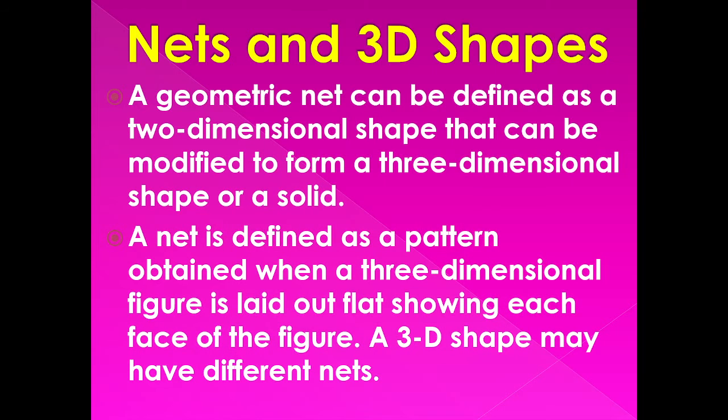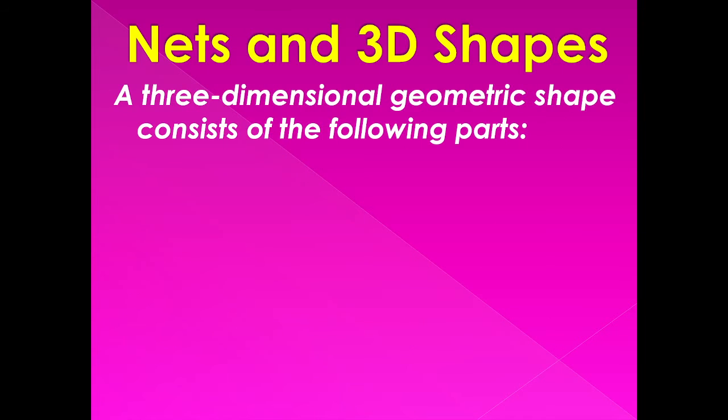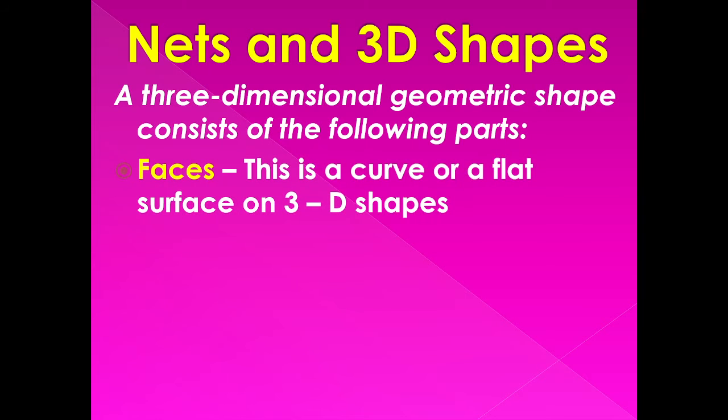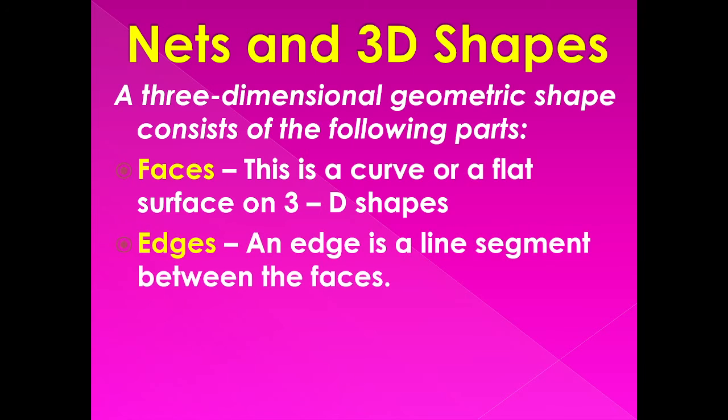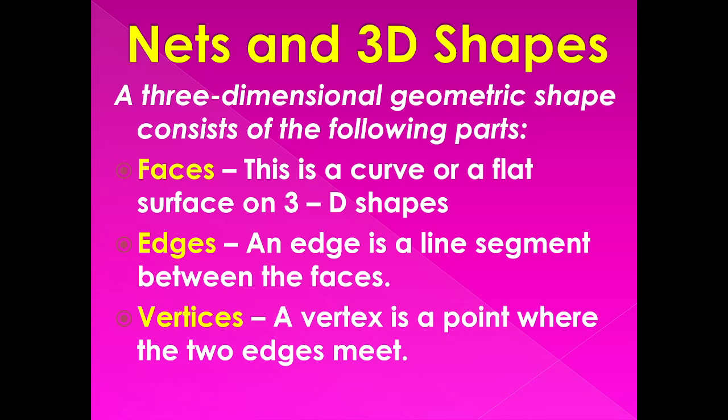Now, a net is defined as a pattern obtained when a three-dimensional figure is laid out flat, showing each face of the figure. A 3D shape may have different nets. Now, a three-dimensional geometric shape consists of the following parts: the faces, which are the curved or flat surfaces on 3D shapes; an edge, which is a line segment between the faces; and a vertex or the vertices. A vertex is a point where two edges meet.